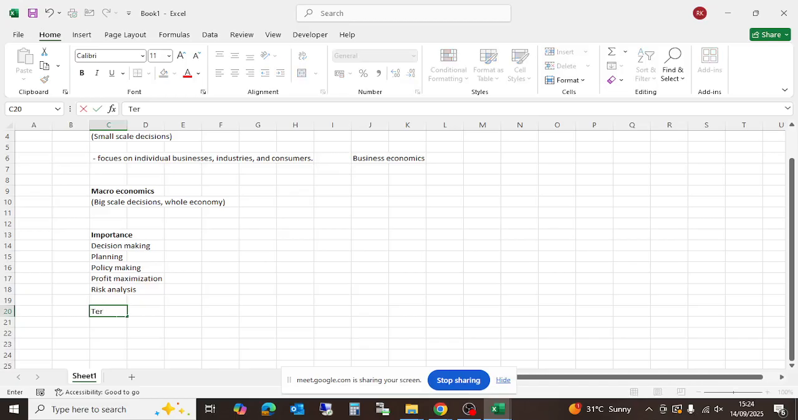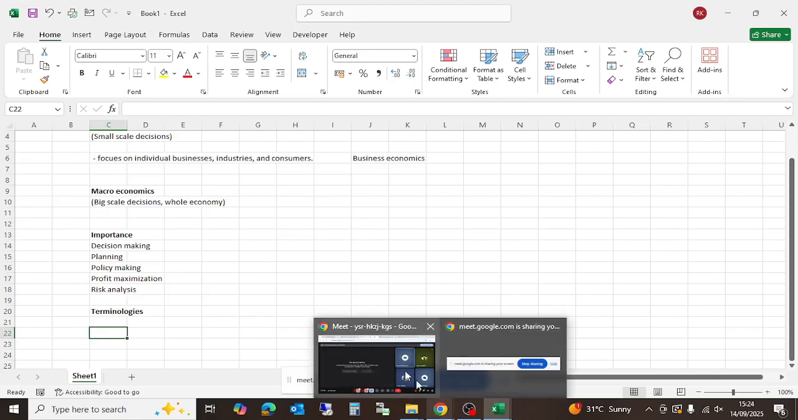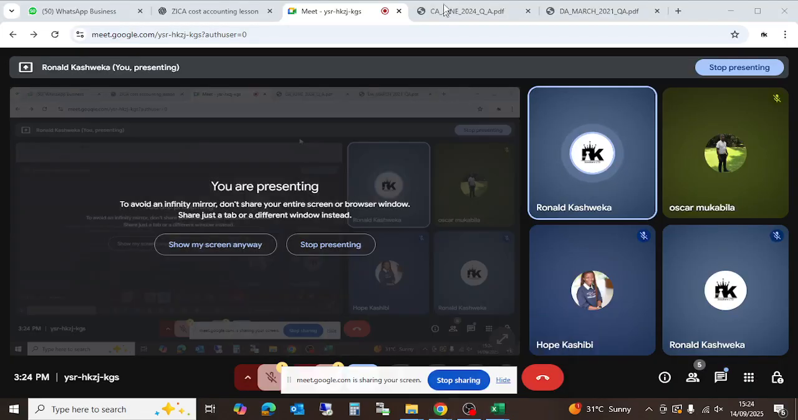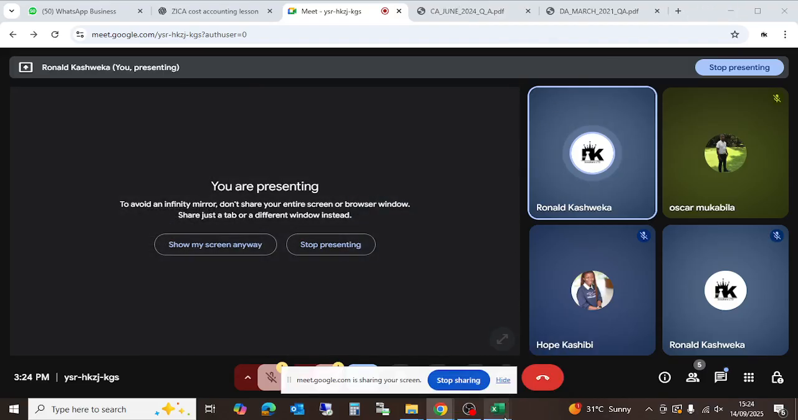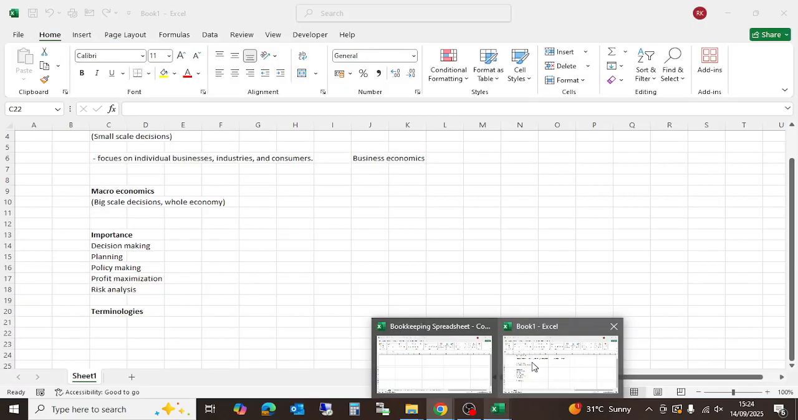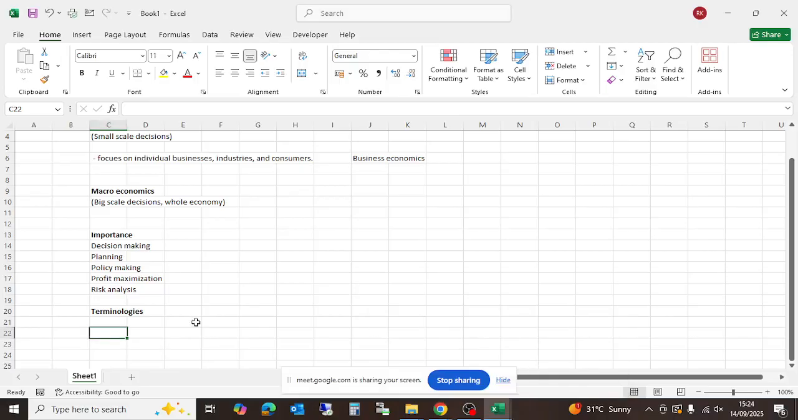So there are certain terminologies that we need to understand when it comes to business economics. Okay, let me just open that paper, because I know if I open that paper, I'll definitely find something linked to this. A second, I'm looking for something else. Okay, let me just explain this, and then afterwards I'll open the paper.